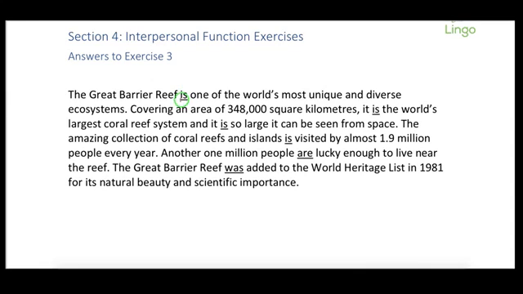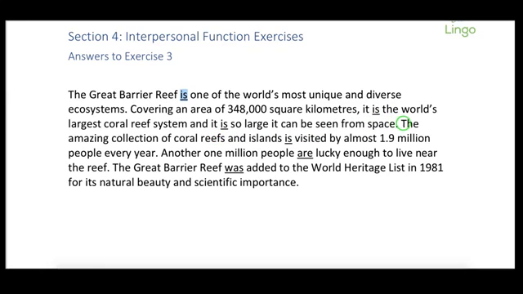If we're talking about something that's generally true, let's use the present simple. So the Great Barrier Reef, is or are, well, it's got to be is, because Great Barrier Reef is like an it subject. So the Great Barrier Reef is one of the world's most unique and diverse ecosystems. It is the world's largest coral reef. It is so large.